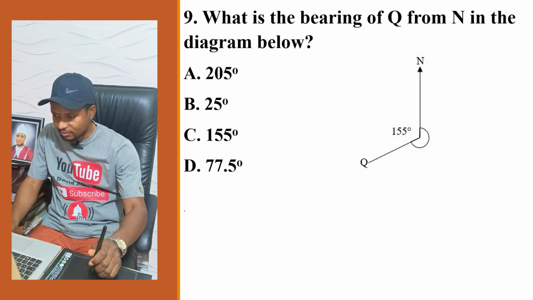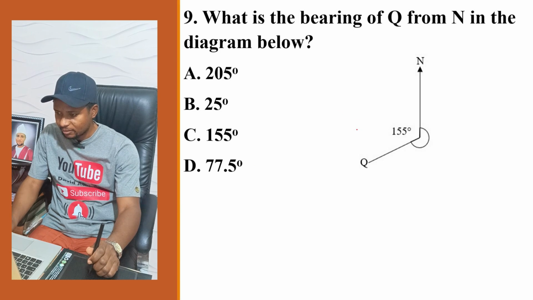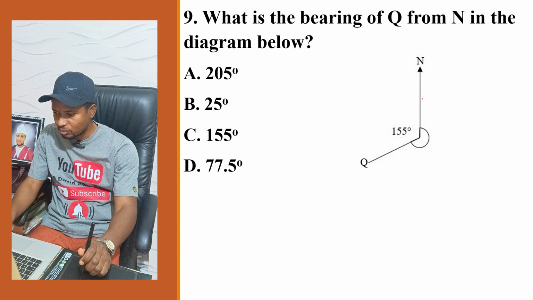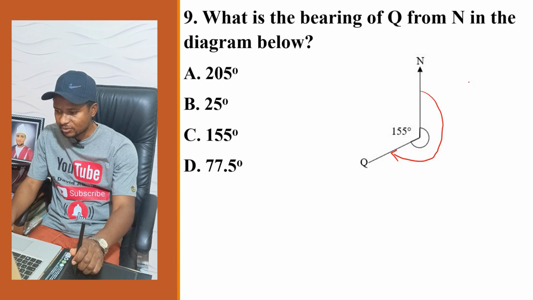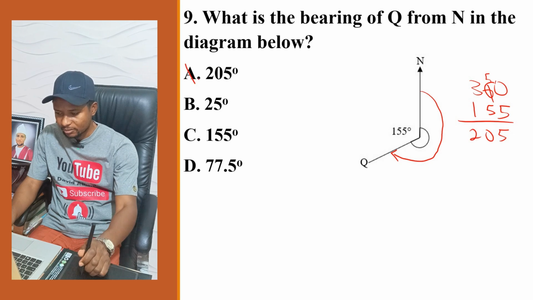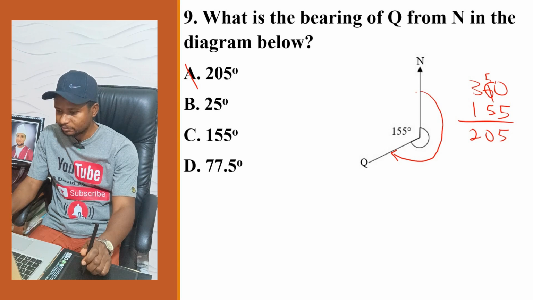Number 9. What is the bearing of Q from N? You're starting from N, so you go all the way from N until you get to Q. So this is what we're looking for. This is a chip bearing. Why? Because they already gave you this side to be 155, and the sum of angles at a point is 360. So you're just doing 360 minus 155, and that will give you 205. Take note, always start from the north when it relates to three-figure bearing.